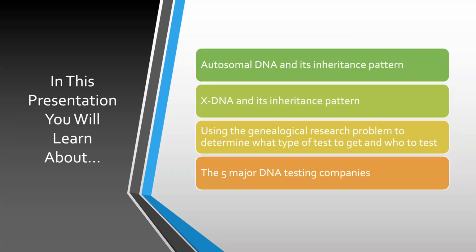We're going to be looking at autosomal DNA and its inheritance pattern, and xDNA and its inheritance pattern. We're going to talk briefly about how you use the research problem you have to figure out which type of test or tests to use and who is going to take those tests. And finally, we're going to summarize what's available in terms of the 5 major DNA testing companies and what they offer and how they differ.